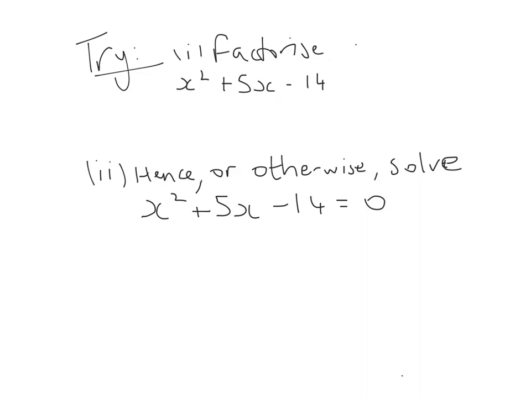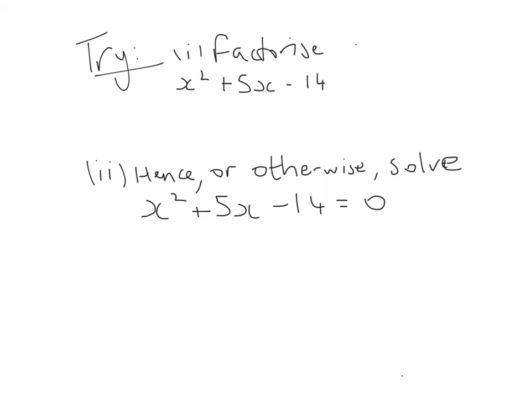Okay guys, if you can, try and have a go at this question. This is what I would say would be a typical junior cert higher level question, where in part 1 they ask you to factorize, so they're not asking you to solve, and then in part 2 they say hence or otherwise solve. So they're giving you the same expression, but this time it's equal to 0, which means that you can solve it. So have a think about it, pause the video, and then you can play the video in a minute and see how you got on.